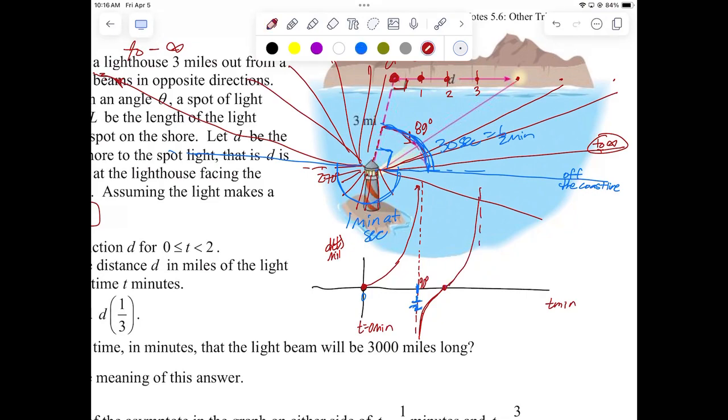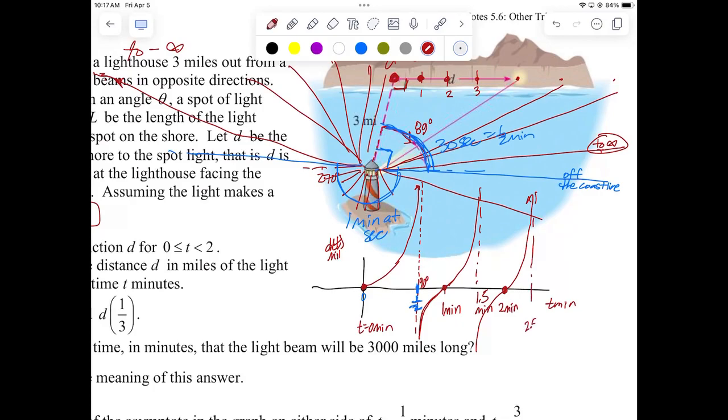So there'd be another one over here. That's 1/2 of a minute. This would be 1 minute right here. And this would be 1.5 minutes, so on and so forth. And then it would appear out of nowhere again. And this would be 2 minutes. And then it would go up like this. And that would be 2.5 minutes.